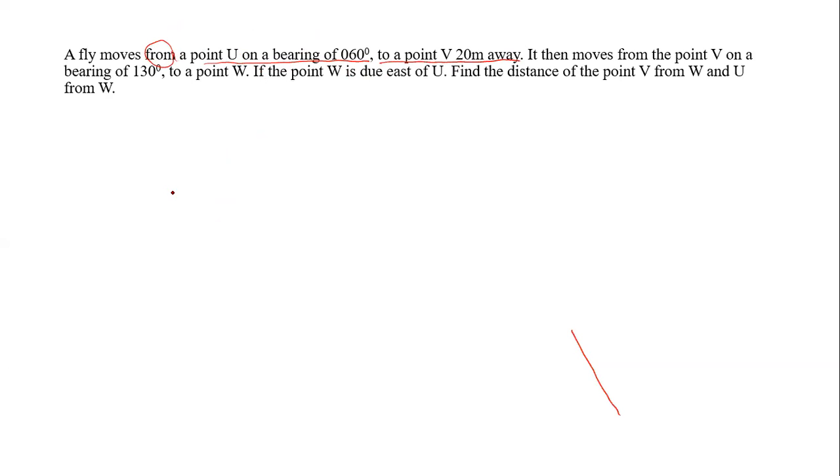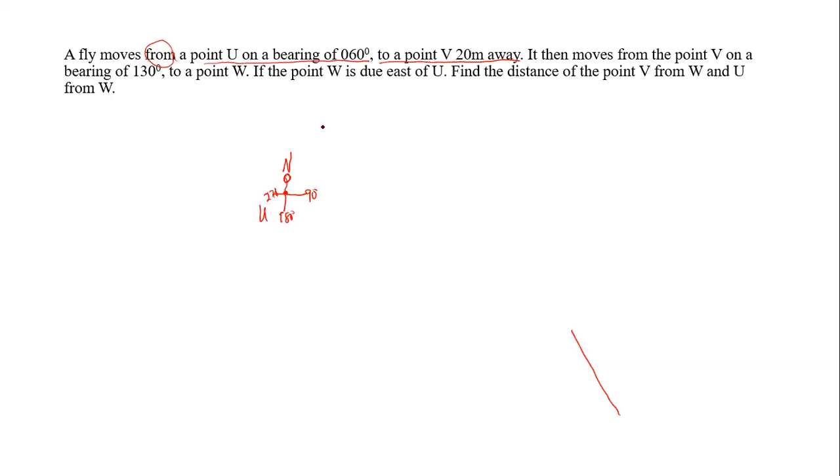So locate your U. Let your U be here. You can put it at the middle. So draw your 4 cardinal points on it. So from U, this is U. On a bearing of 060 degrees, we have said we are starting from the north. This is 0. This is up to 90. This is up to 180. This is up to 270, and so on to 360.